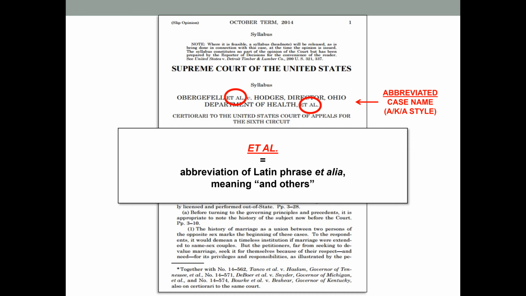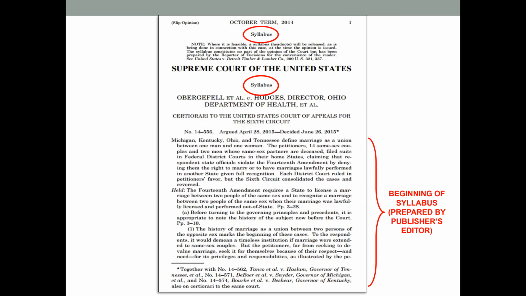So it just is letting you know, okay, we've named one, Obergefell, before the V, but there are other parties on the same side as Obergefell. Similarly, after the V, you have Hodges, Director, Ohio Department of Health, followed by et al, to make it clear that Hodges is not the only party on this side of the lawsuit. And so this is very common in the case names on actual court documents. So just to let you know, this is a very common occurrence.